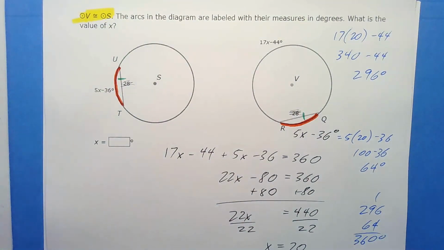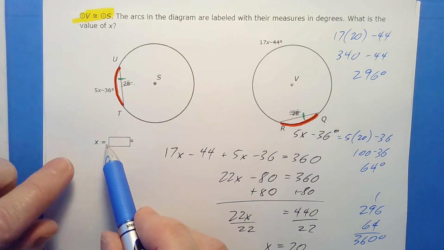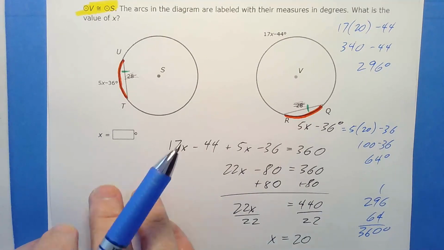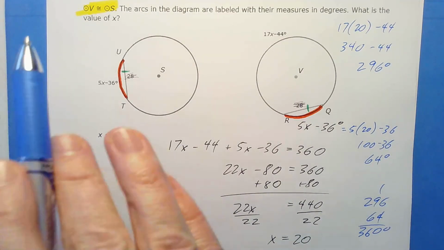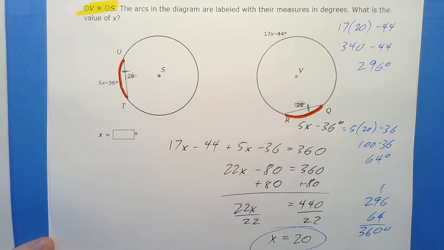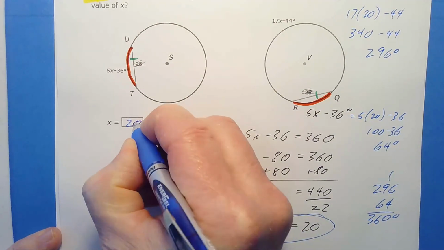Now, let's be careful. Is it asking for the variable or the arc length? Okay, it just wants the variable. Double check that, because sometimes they're going to flip it on you and ask what's the arc length, or even what's the chord length. So come back here. Here's what I wanted: x equals 20 for my answer. And so there it goes.